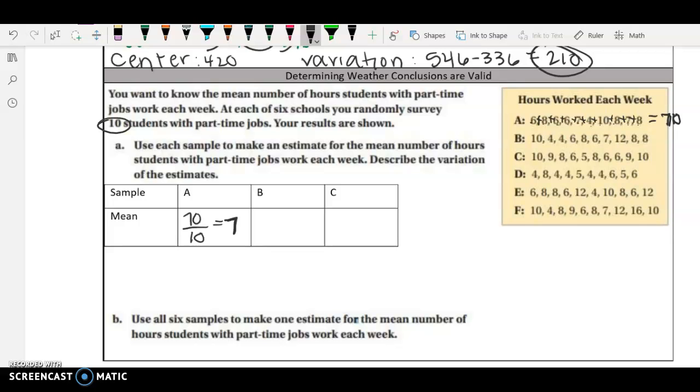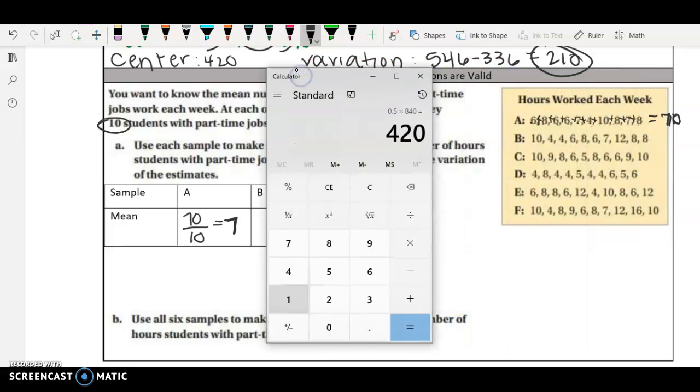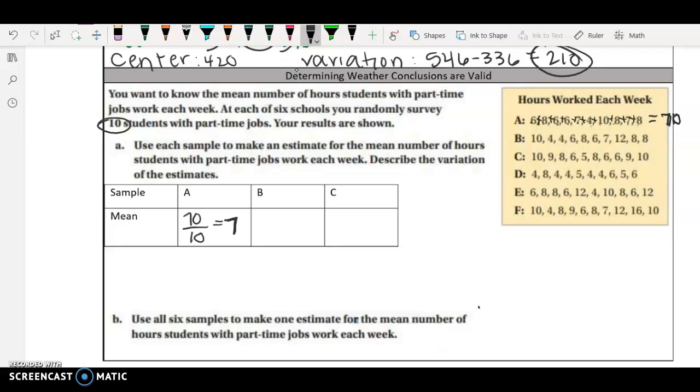So B, let's add those up. So 10 plus 4 plus 4 plus 6. Oops, that's the only problem. You really have to make sure that you're actually clicking the plus sign. Plus 8 plus 6 plus 7 plus 12 plus 8 plus 8. We get 73. So 73 out of 10 people that we asked at that school gives us 7.3. So they're working a little over 7 hours. You can work a little bit over an hour, so it's okay that we got a decimal.